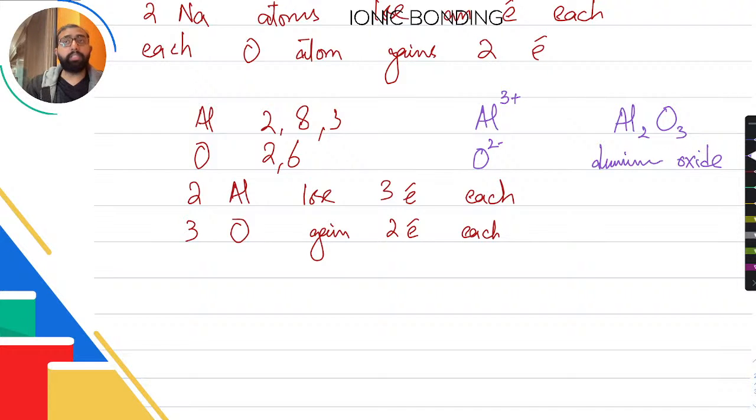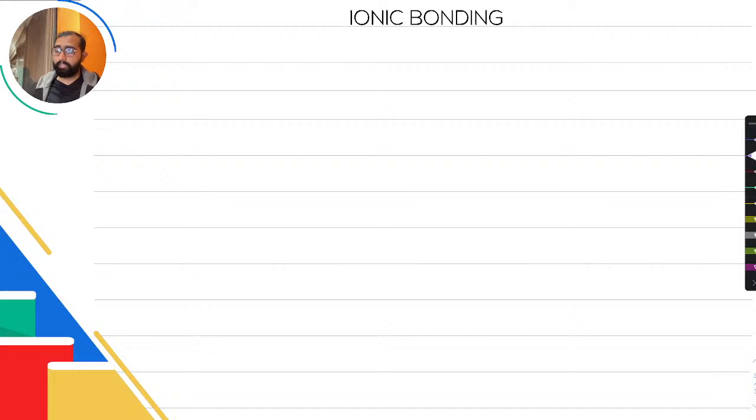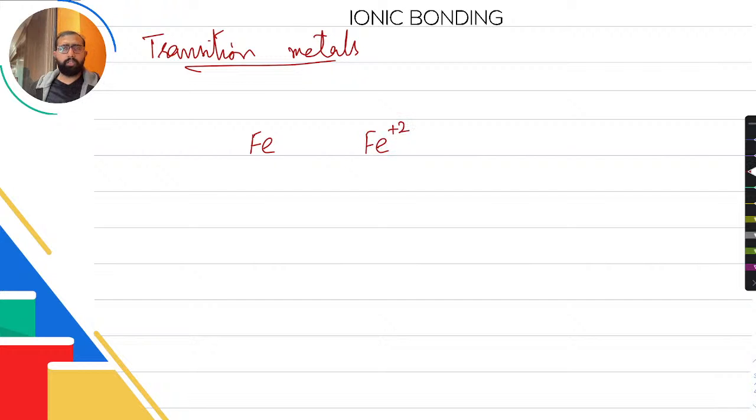Now, is it possible that I can get these charges for other things? Of course it is. There are atoms that lose multiple numbers of electrons. For example, we call them transition metals. They lose different numbers of electrons based on where they are. So iron, for example, and I'm going to give you a list of things that you need to remember. So iron loses 2, sometimes it loses 3. So when it loses 2, it forms iron plus 2. And when it loses 3, it forms plus 3.